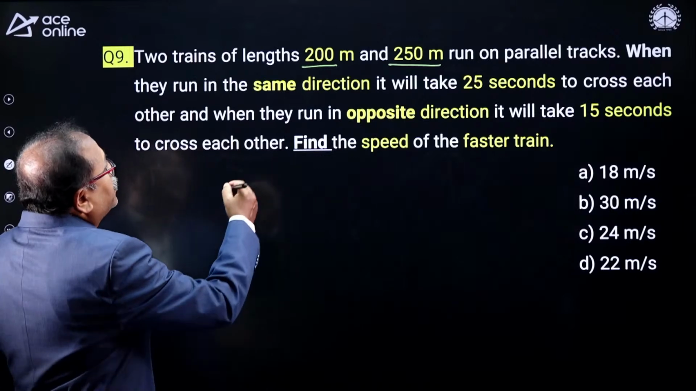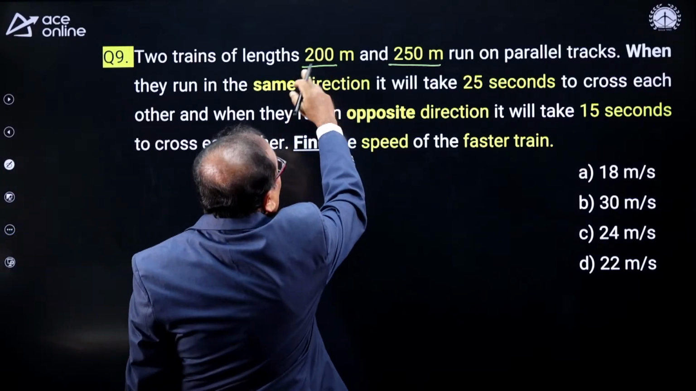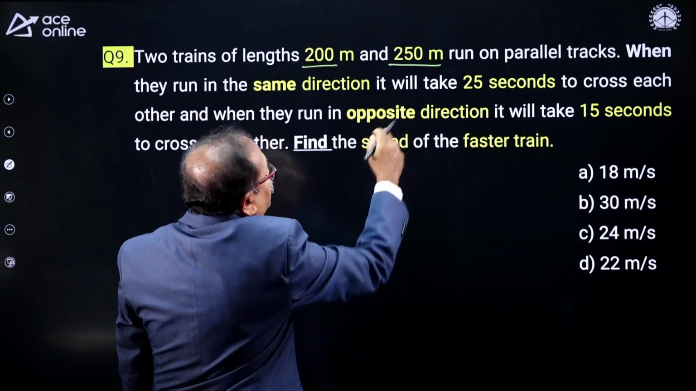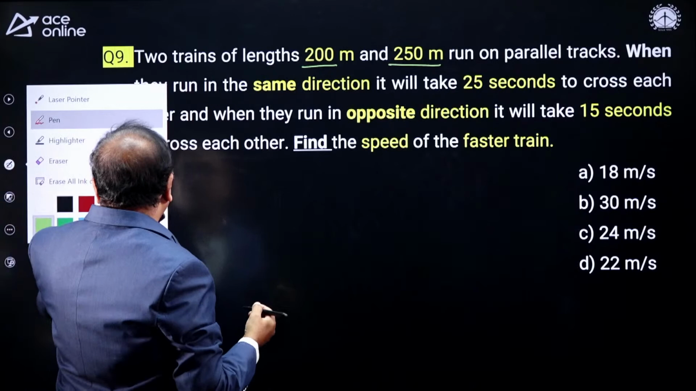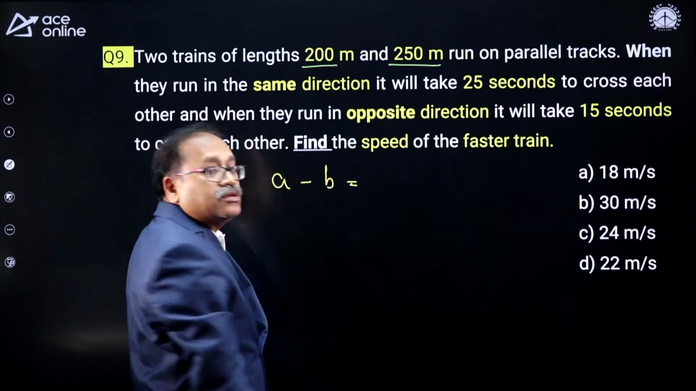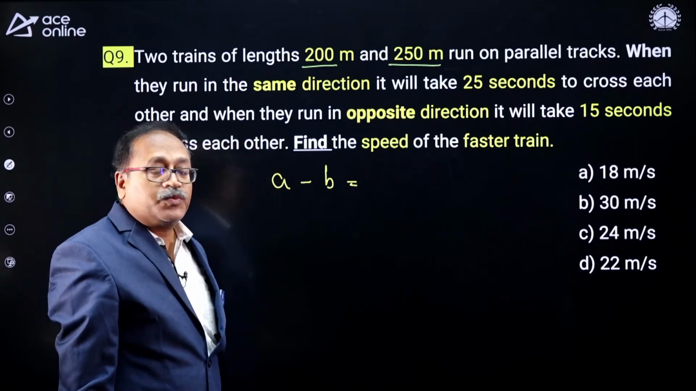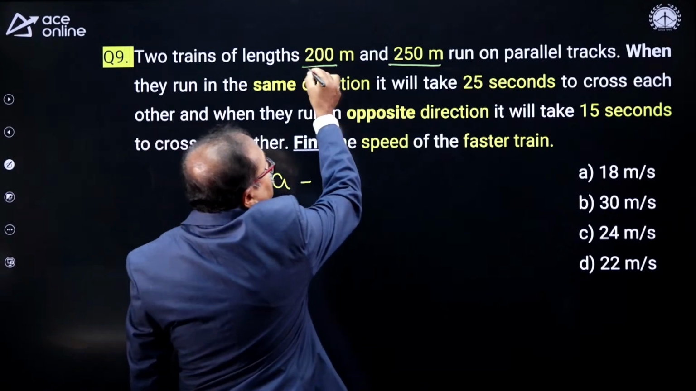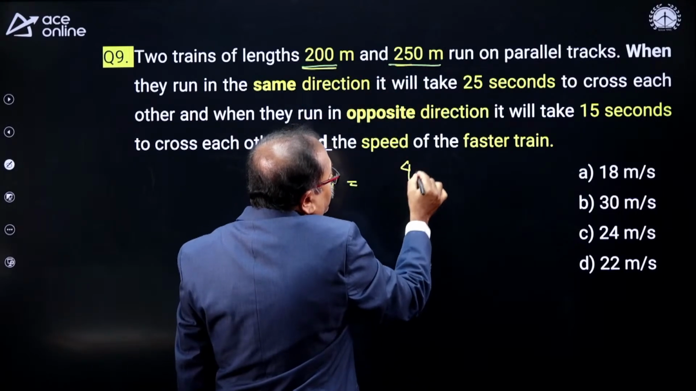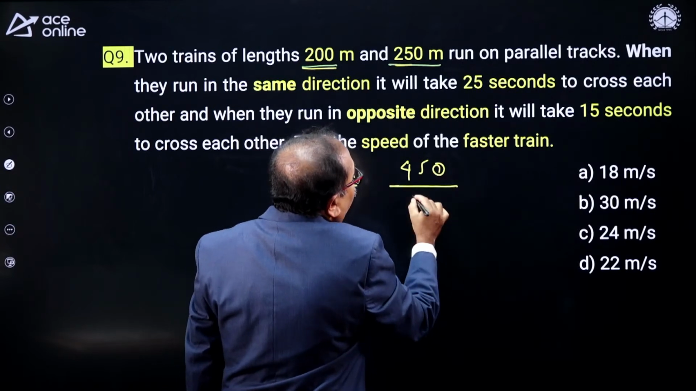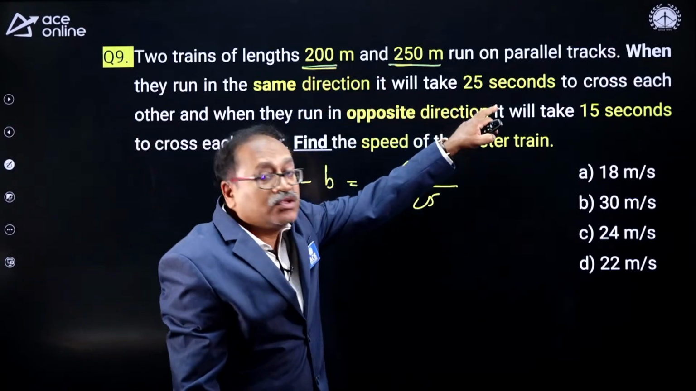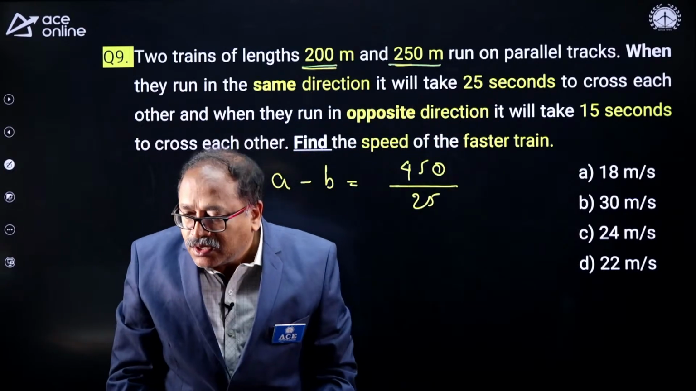Okay. So what is happening here? The total length of the two trains is 450, and when they are moving in the same direction, the speed will be in the form of A minus B. This is the relative speed. The relative speed is distance by time. The total distance is 450 and the time is 25 seconds. It is in meters and also in seconds, so I don't need to change the units.